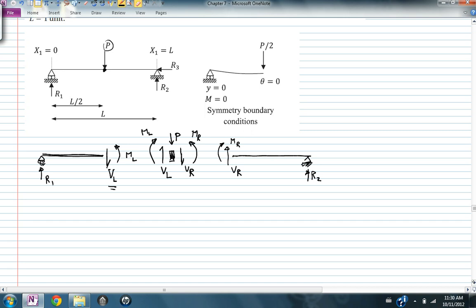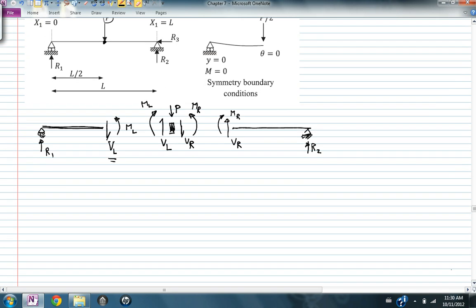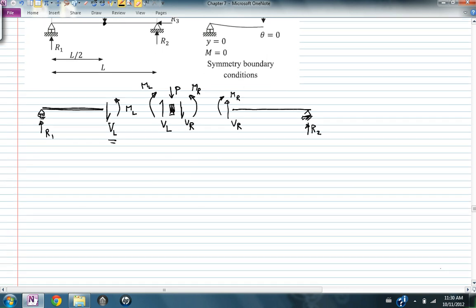And now let's write the differential equation of equilibrium. I'm going to have to solve the differential equation of equilibrium twice. Once in this portion and once in the other portion. So in the first portion, I have EI d4 y1 equal to 0.